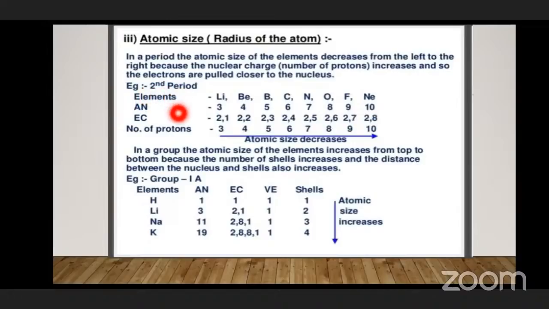But whereas in the group, once you observe, the atomic number is 1. The valence electron is present in the first shell, then the second shell, in this the third shell, in this the fourth shell. By this I mean what? The number of protons here also increases, as in the period. But the shell is the same in the period, whereas in this group, the shell number is changing.